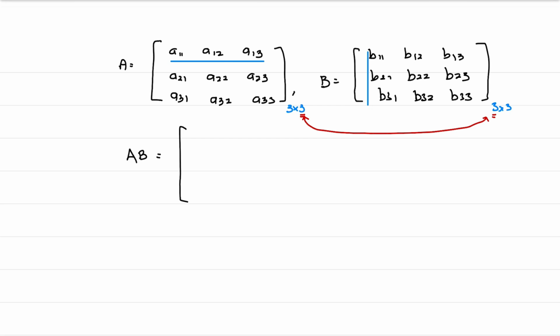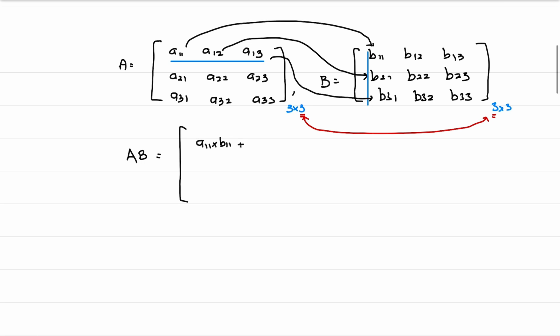I will do 1 or 2 elements and the remaining elements you do. First element will be first row of A multiplied with first column of B. That is the sum of them: A11 into B11 plus A12 into B21 plus A13 into B31.